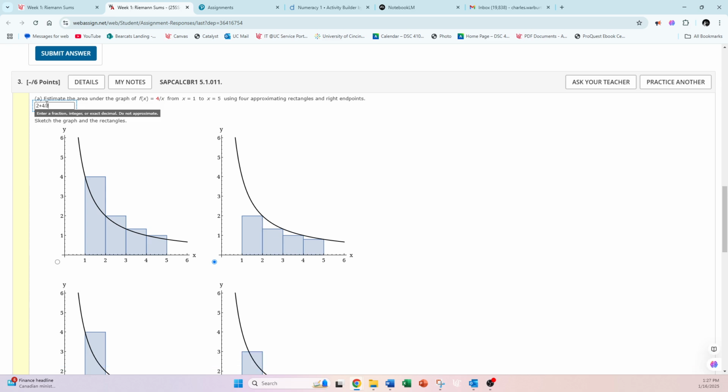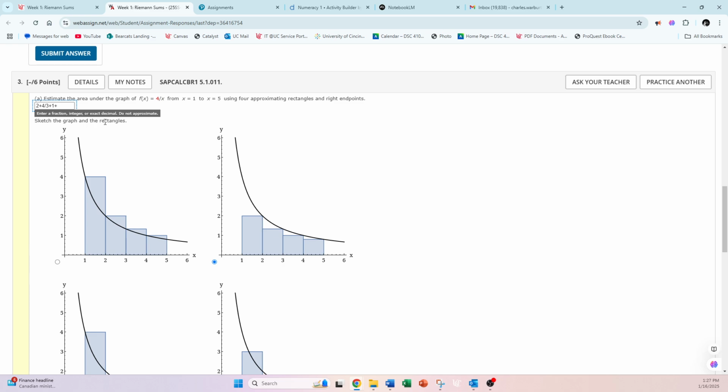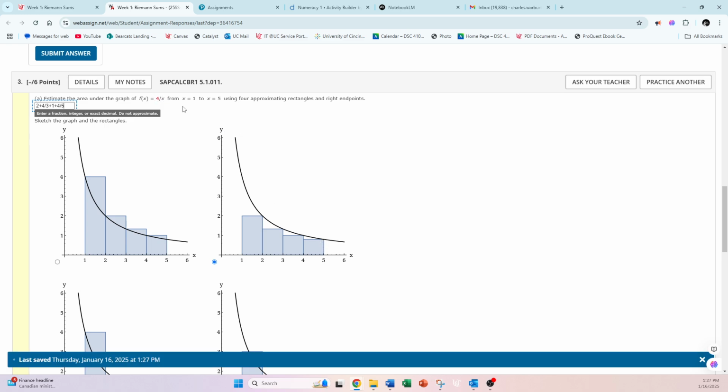plus 4 over 3, plus the third rectangle, 1 times 4 over, look, it goes up and hits it at the y value that corresponds to 4. 4 over 4 is 1. And the last rectangle has a width of 1, so 1 times, what's the y value when you plug in a 5? 4 over 5. Okay, and now I just have to calculate that up.